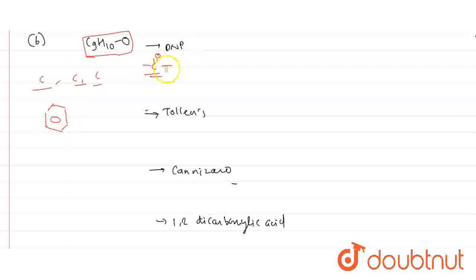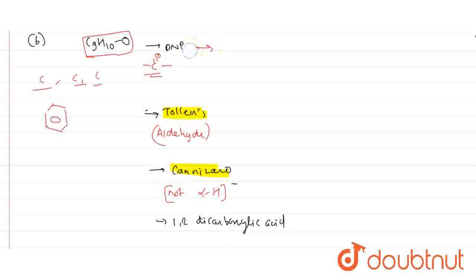The DNP test is given by the carbonyl group. The Tollens test is only given by an aldehyde. So it confirms that our group will be an aldehyde, a carbonyl. And the Cannizzaro reaction is only given by a carbonyl group which does not have alpha hydrogen.